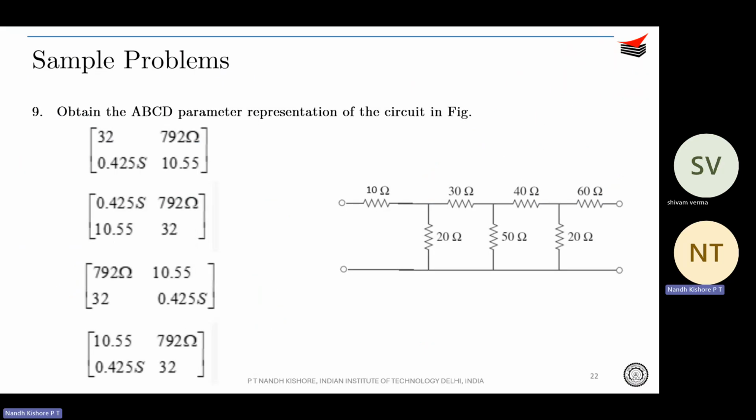Okay. So again, a very similar problem. What you will do is the same thing. You write the matrices for each of these. That is 1, 1, 10, 0, 1, and this would be something like 1, 0, 1 by 20, and then 1. And likewise for the series elements and shunt elements, since they are all in cascade, you can directly go ahead and then you can multiply them. All right.